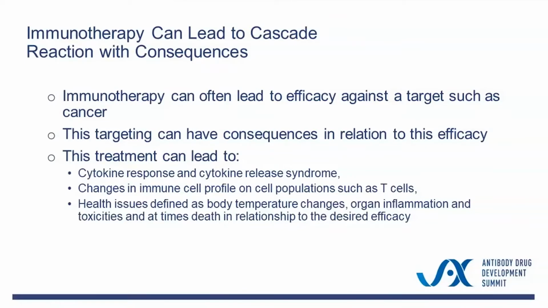You see changes in the immune cell profile, such as T cells. Right after treating with bispecifics or different therapies, you can see changes in the CD3, CD4, or CD8 populations. I'll show you some of that data. You also see downstream effects like body temperature changes in the mice, organ inflammation and toxicities, which I'll show you as well, and death in some of these mice under some conditions with these therapeutics. We can capture all that in this platform.